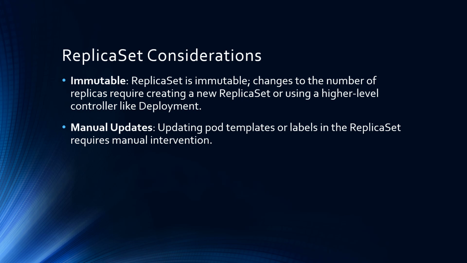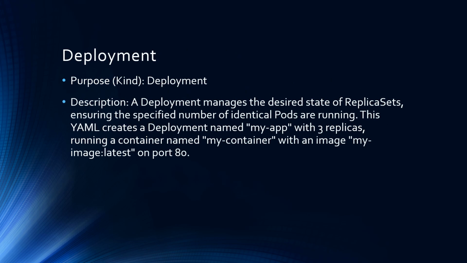Now let's explore deployments, one of the most commonly used Kubernetes objects in production environments. A deployment provides declarative updates for pods and replica sets, offering a higher-level abstraction that makes application management much more straightforward. The primary purpose of a deployment is to manage the desired state of your application. It ensures that a specified number of pod replicas are running at all times, but goes beyond what replica sets offer by providing features like rolling updates and rollbacks.